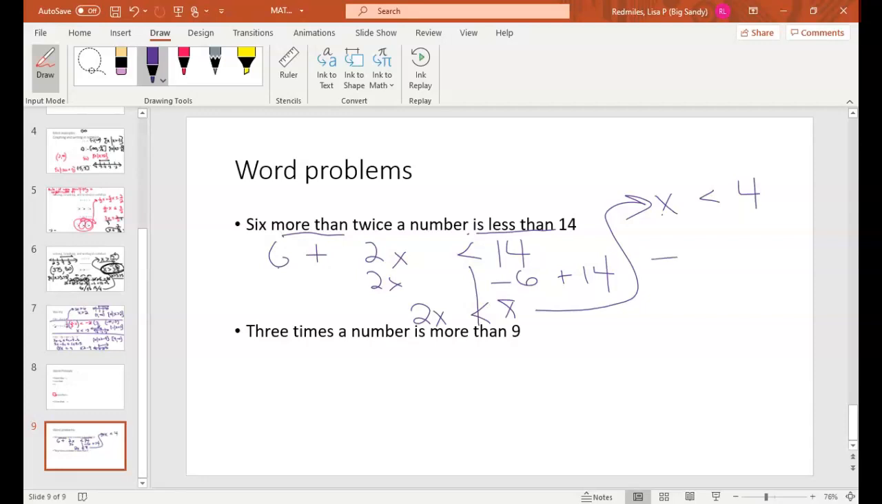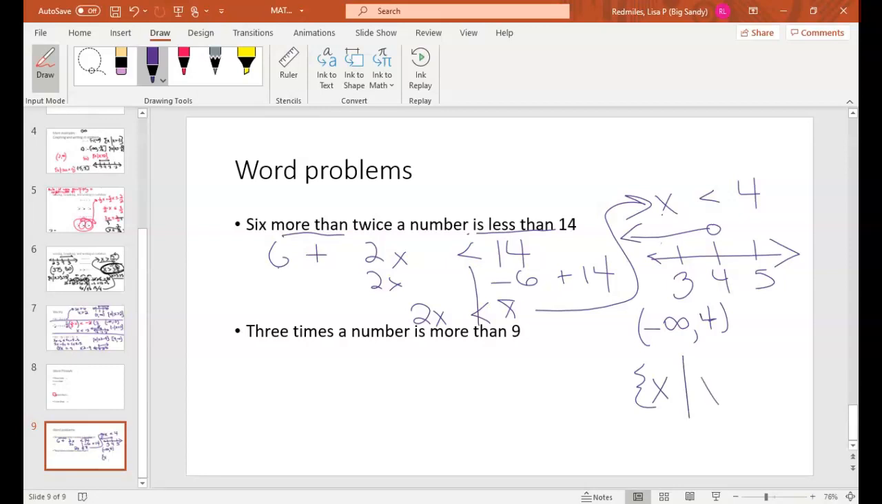And so looking at that on a number line, we put a circle on the 4, or an open circle, and point to the left because we're looking at less than. It means we're going all the way down to negative infinity and stopping just before 4. Or we can say the set of all x's such that x is less than 4.